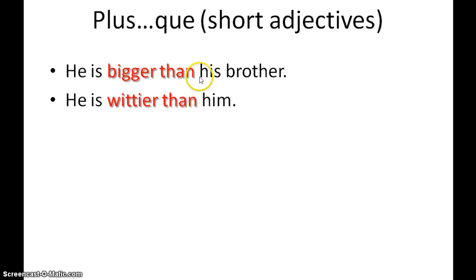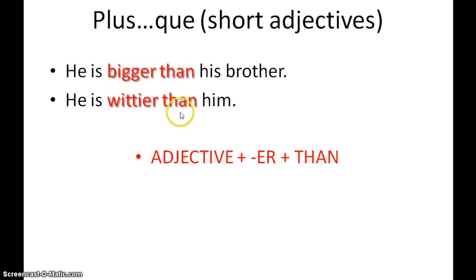So for short adjectives, he is bigger than his brother. Il est plus grand ou plus gros que son frère. He is wittier than him. Il est plus malin que lui. Now look, so you use your adjective, you add er at the end, and than. And don't forget than, and don't mistake it with that. It's than.